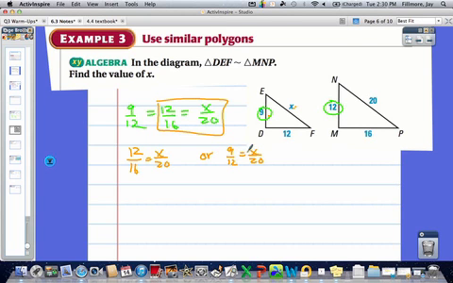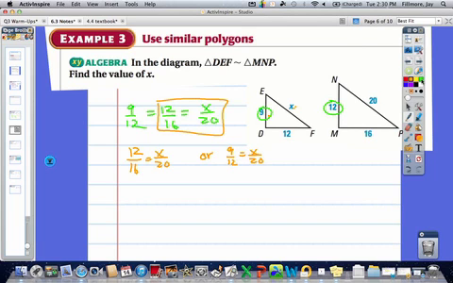I'm going to choose the one with my smaller numbers simply because they're easier to work with. So if I cross multiply, I have 12x equals 180. And if I divide both sides by 12, x is 15. So since our sides are proportional, to solve for a missing side, you'll always set up a proportion, and you'll end up cross multiplying.